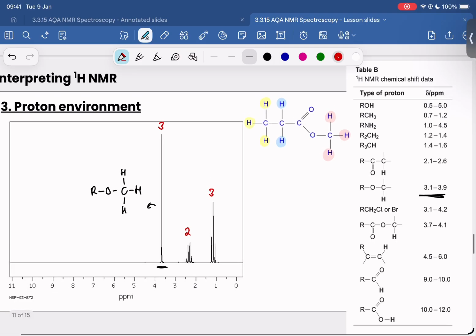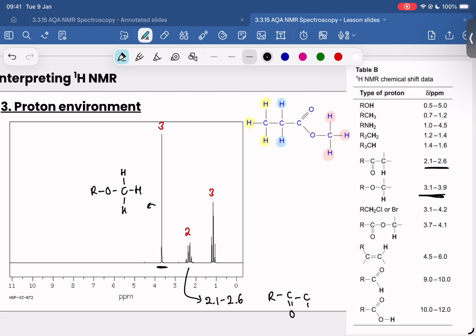The second one you can see here is between the 2 to 2.5 region, and so that seems to be in the 2.1 to 2.6 range in chemical shift value. And so that's going to be RCOCH. And because it's 2, I know it's going to be like this, and there's going to be a carbon here or something like that, because there's only 2 hydrogen atoms attached to it. And the final one seems to be in the 0.7 to 1.2 range. And so that's just going to be RCH3.